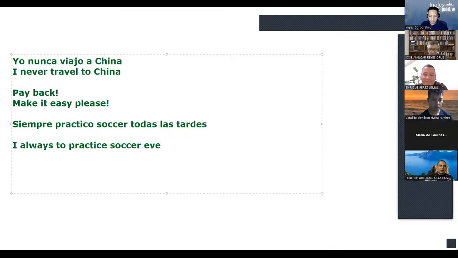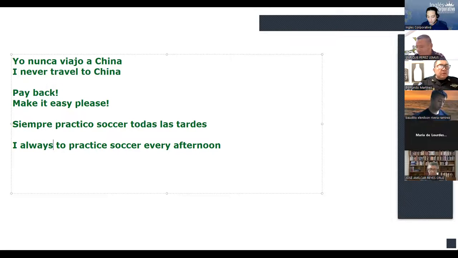Close. You're very close. What do we need to correct in this sentence? I always to practice soccer every afternoon. Okay, what do we correct? There is something that we don't need. The particle to. Excellent. The preposition. We don't need the preposition. I always practice soccer every afternoon.